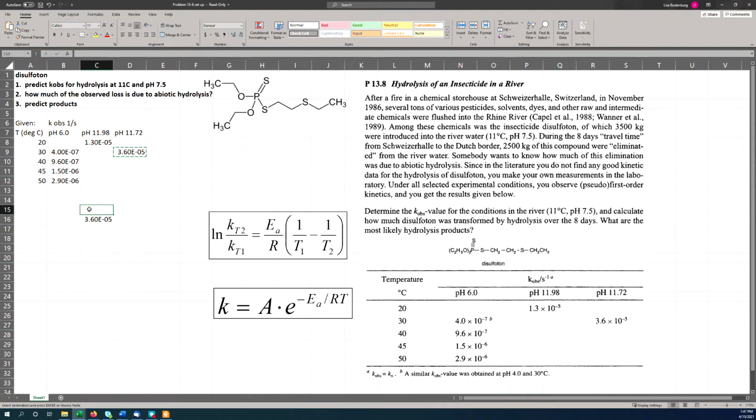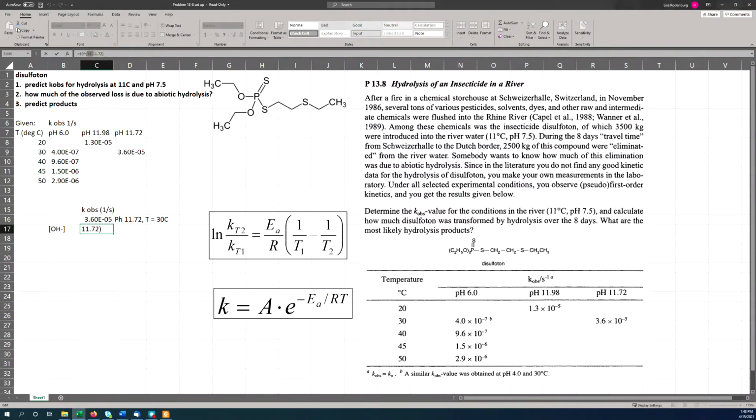So if we look at this first, let's do 30 degrees C here. This is K observed, which has units of 1 over seconds, because it's a pseudo first order rate constant. And this was at pH 11.72, and the temperature was at 30 degrees Celsius. Okay, so at this temperature and pH, first of all, the OH concentration would be what? It would be 10 to the 14 minus 11.72. That can't be right.